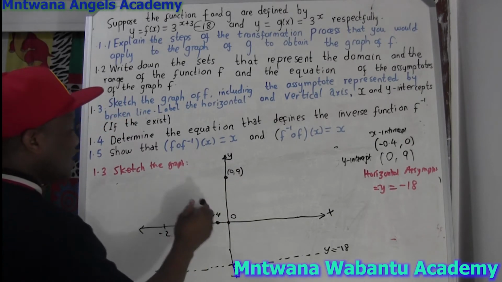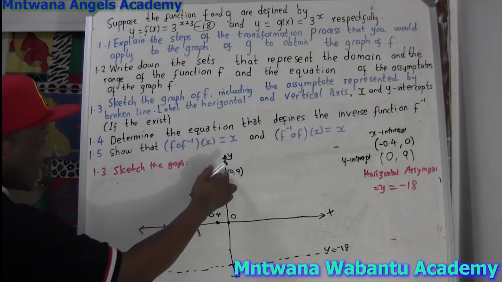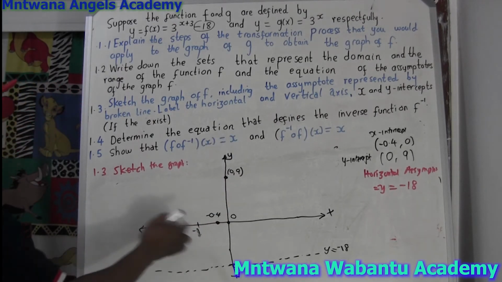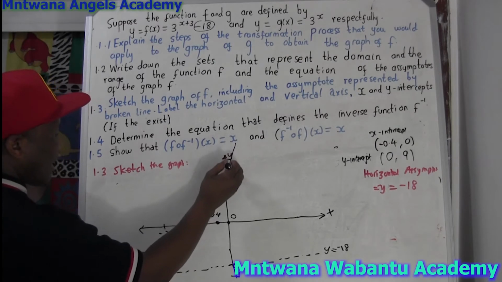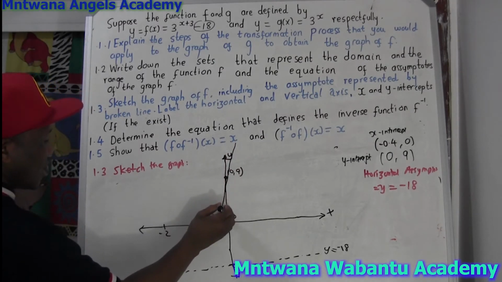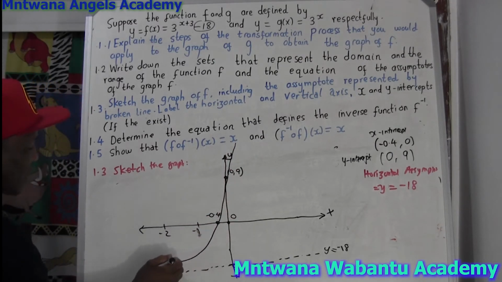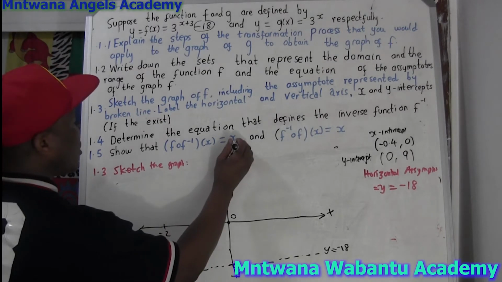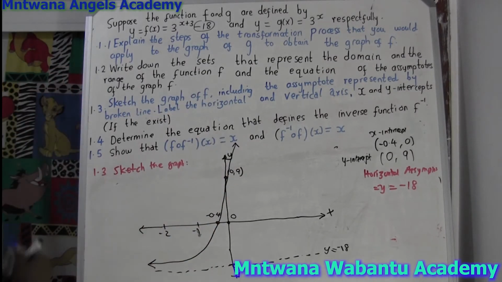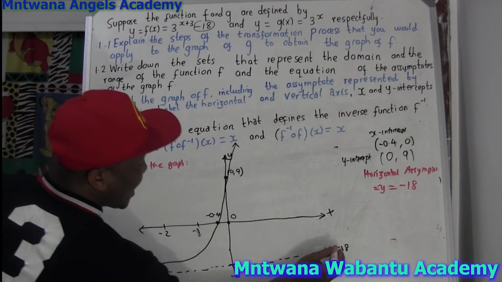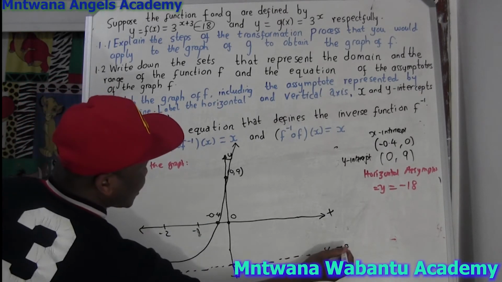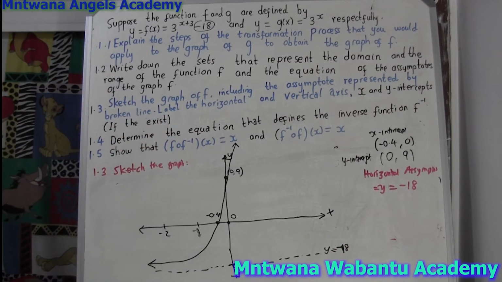Look, it already shows you how it's going to go. It's going to go this way, but it's not going to touch this asymptote. Then it's going to come all the way, but not touch the asymptote, and you can just go on forever. So this is a sketch of this graph with all the intercepts and the asymptote, negative 18. Okay, so this is how you draw.